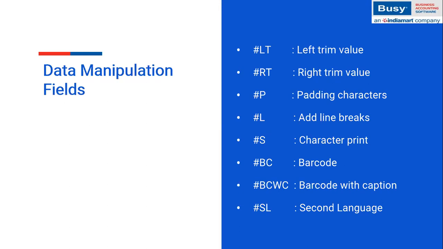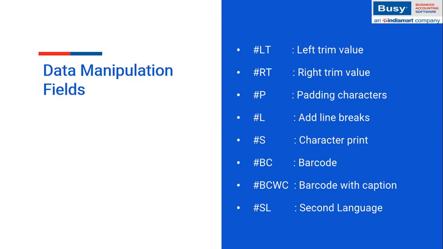Hashtag L: if you want to break the line, you can use hashtag L. It will break the line and the next content will be printed on your next line as per the characters you defined in Busy itself. I will show you in Busy how you can configure all these fields. Hashtag S: character space. If you define 10 characters, it will print only 10 characters, even if the value is longer.